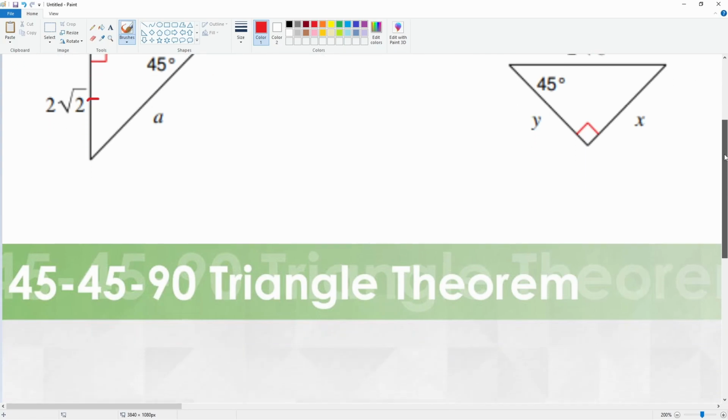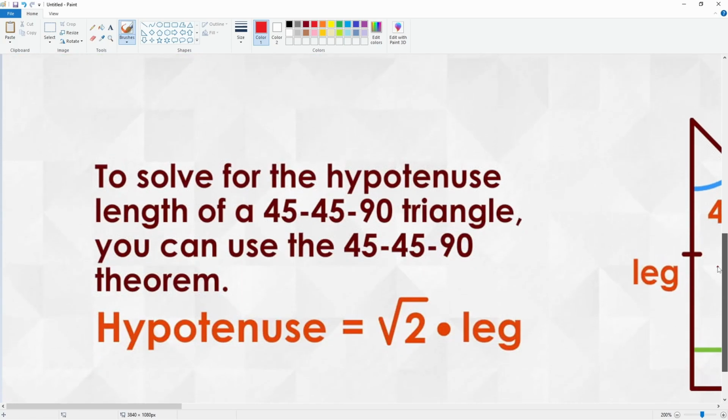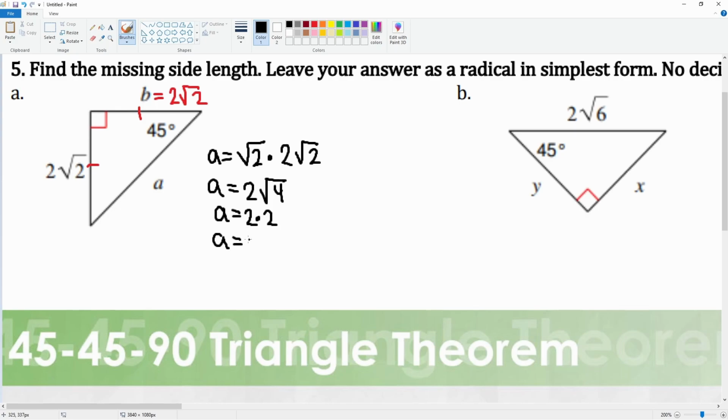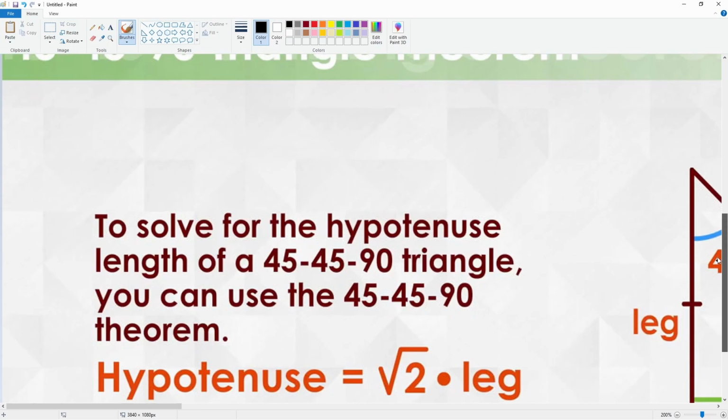Then we can find the hypotenuse. The hypotenuse is radical 2 times the leg. So A, which is the hypotenuse, is equal to radical 2 times the leg, which is 2 radical 2. So A is equal to radical 2 times radical 2, which becomes radical 4. Radical 4 just becomes 2, so this is just 4. So A equals 4 because of this formula.